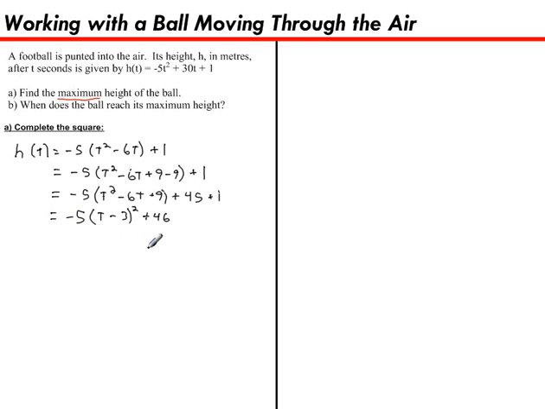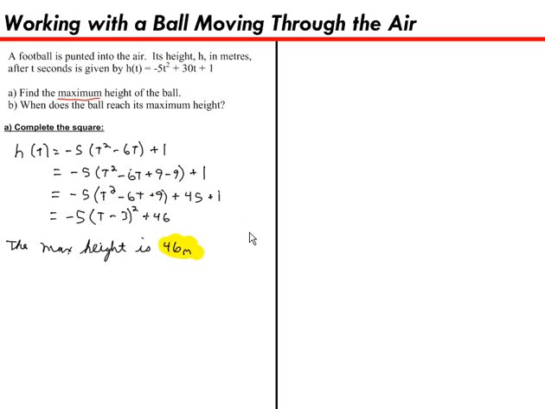Now the maximum height, which is what we need for part A, is just this number on the end. Let's say the max height is 46 meters. And that's my final answer. So remember that you need to take your height equation, if it's in standard form, as it was here, and use complete the square to convert it into this format. And then we're going to read off the number on the end.